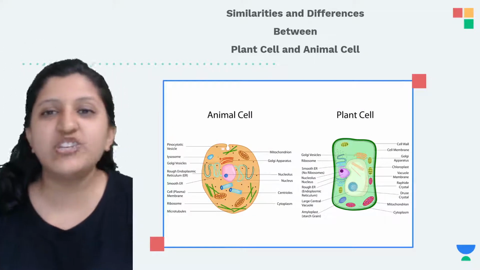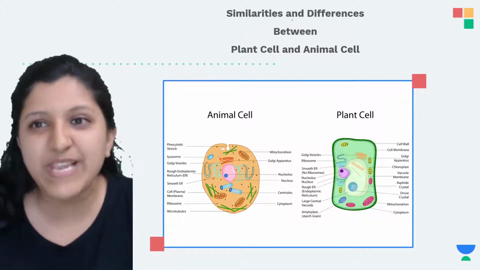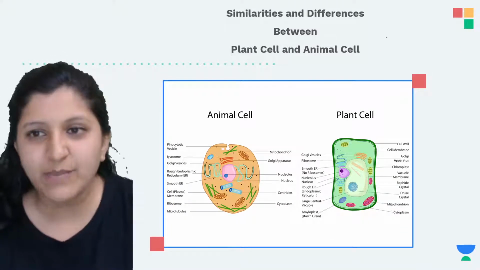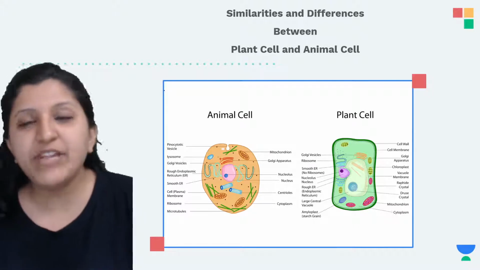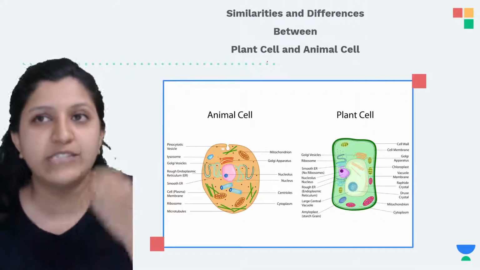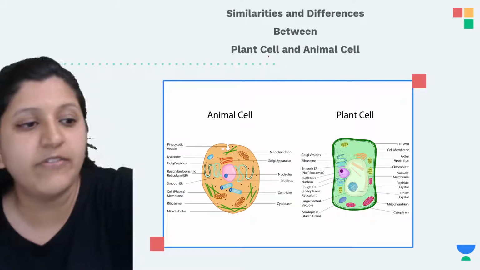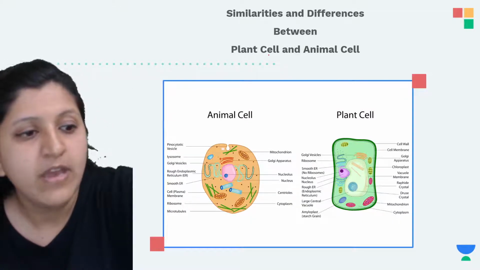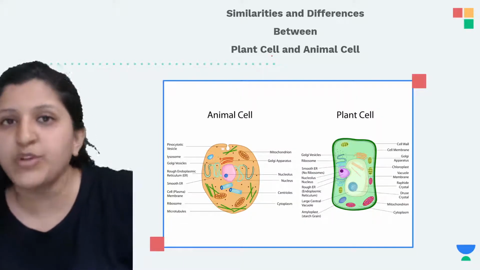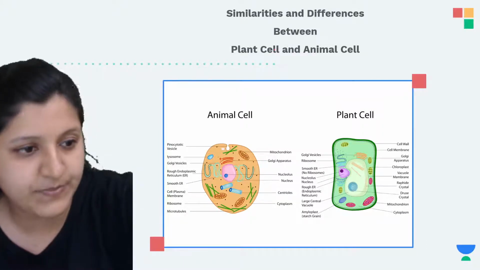So today's session is going to be on similarities and differences between plant cell and animal cell. Let's have a look at what the similarities are and what the differences are. In that case, we will mainly look at the organelles, and with respect to each organelle, what is its function. So we will discuss that.